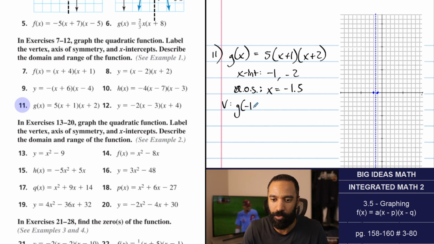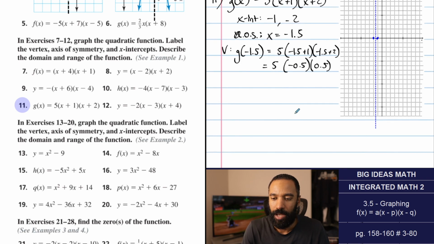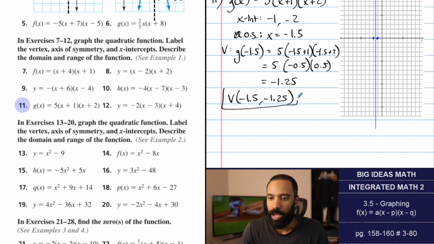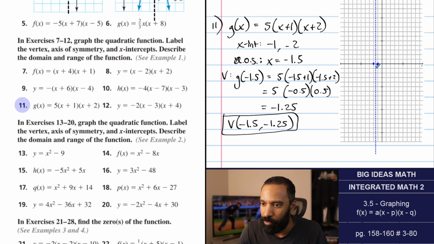Let's substitute that in for the vertex. We're going to get g of -1.5. We're going to have 5 times, and check this out, these should be opposites, (-1.5 plus 1) times (-1.5 plus 2). This will be 5 times -0.5 times +0.5. That's half of 5, so -1.25. Is that right? Yeah, I think so. So your vertex is going to be at (-1.5, -1.25). The stretch factor was 5 as well. So boom, and -1.25 down there.